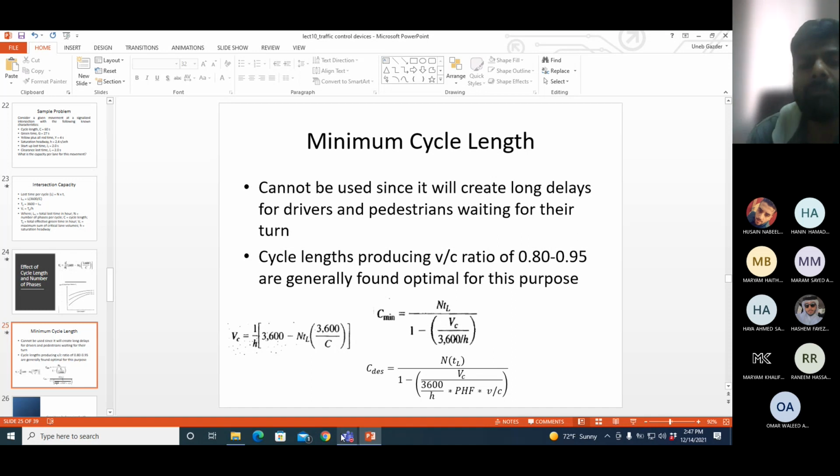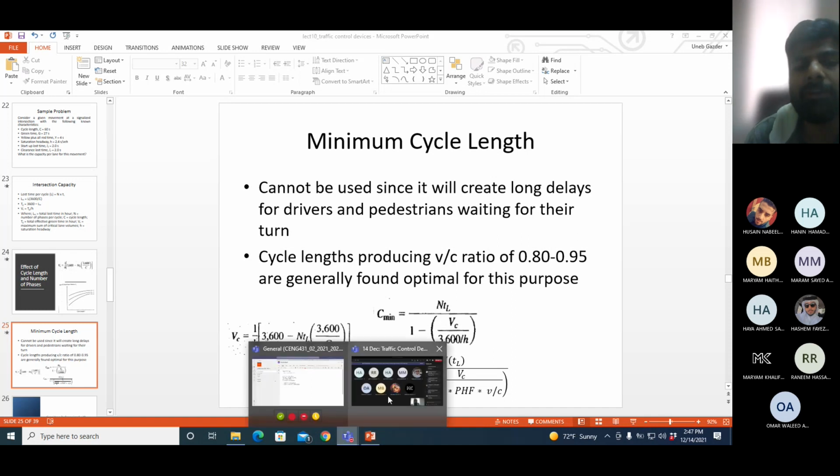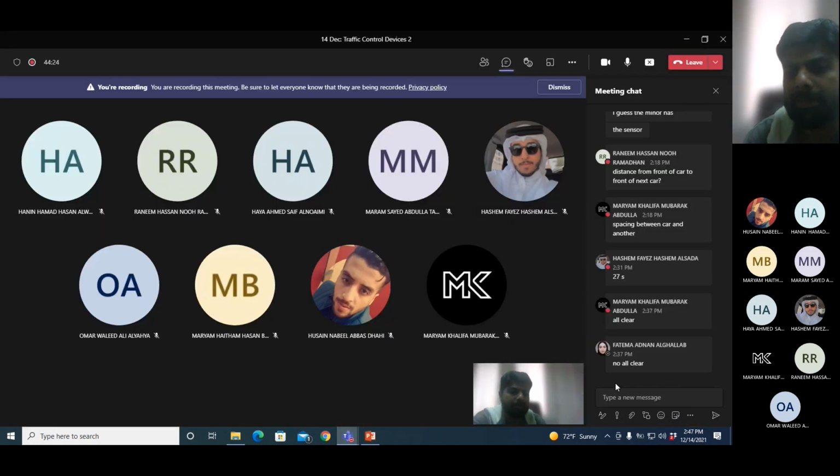Now, if you remember what we have been doing, we never calculate capacity in terms of volume. Capacity is always calculated in terms of flow rate. How can I convert volume to flow rate? Tell me. If I give you volume and ask you to calculate flow rate, what would you do?